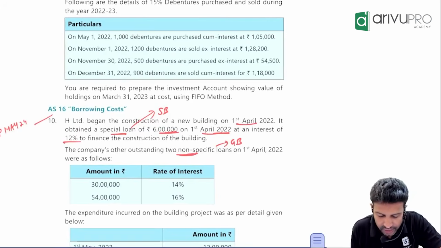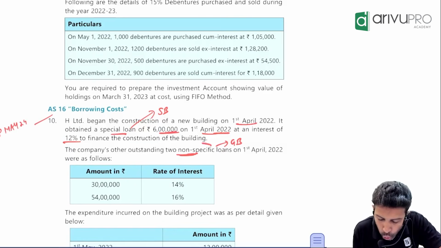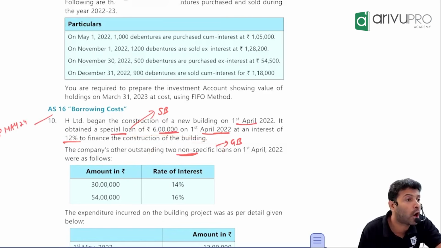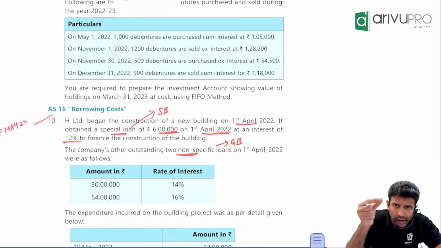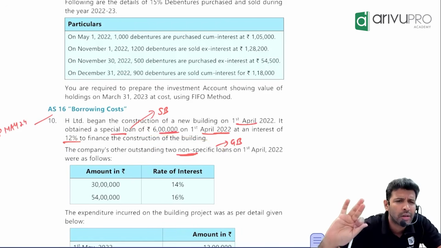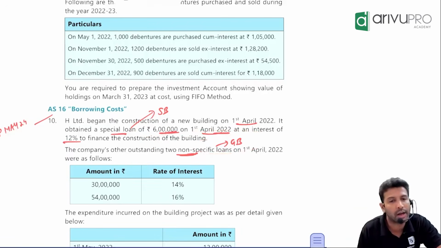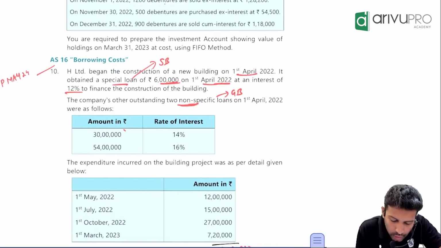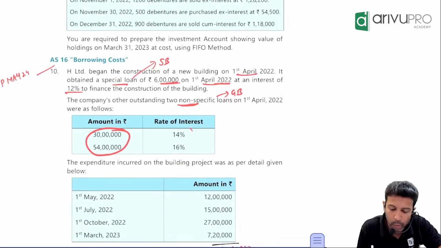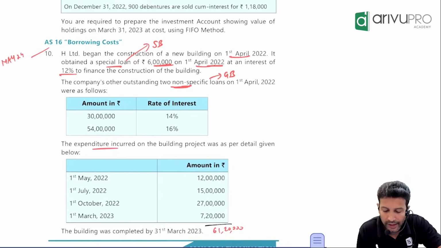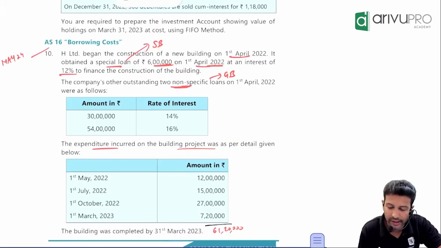The company's other outstanding loans are non-specific. Non-specific means you are not able to identify the purpose, so what is that? General borrowing. How many general borrowings do we have, 1 or 2? 2. Loan amounts of 30 lakh and 54 lakh. Is the interest rate the same or different? Different. Now, expenditure incurred on the building project is given as follows.